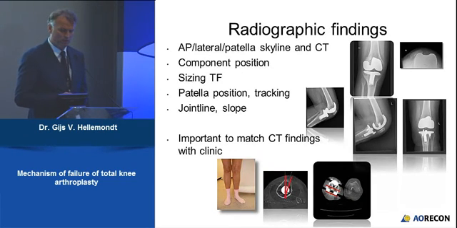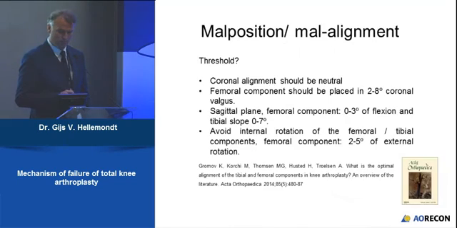Radiographic findings, as I said, AP lateral and skyline view, make CT scans when you have a maltracking of the patella, look at the component position and the size of the tibia and the femur, and look at the joint line and the slope of the implant. Important, if you make a CT scan and look for malrotation, especially axial malrotation, try to match it with the clinic. So if the clinic is different, look again on your CT scan, because measurements on a CT scan after total knee arthroplasty are not that easy.